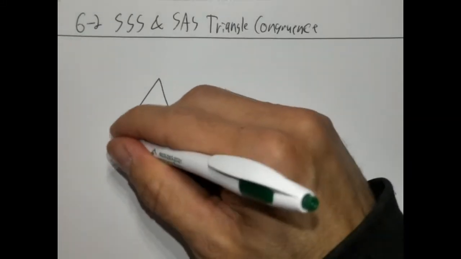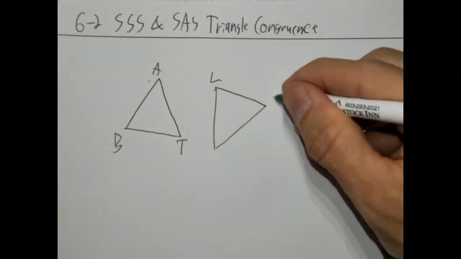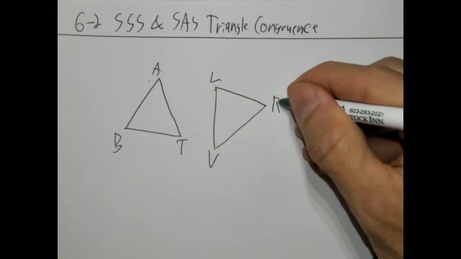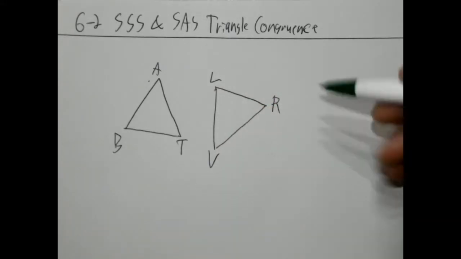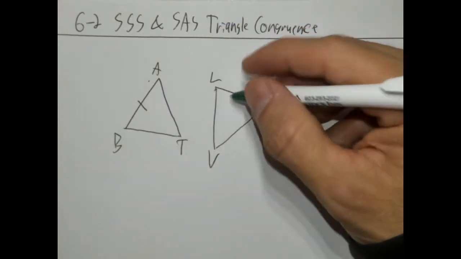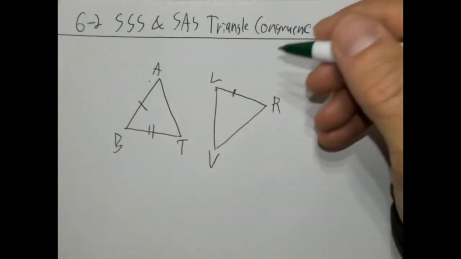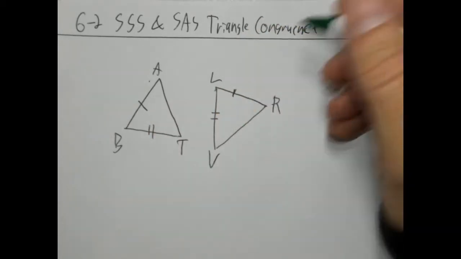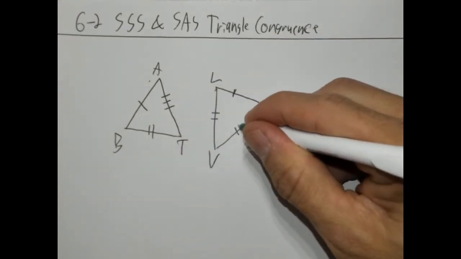And let's call this BAT. We'll call this LRV. Okay, so those are our two triangles. We're going to go ahead and say that BA is congruent to LR, and BT is congruent to LV, and AT is congruent to VR.